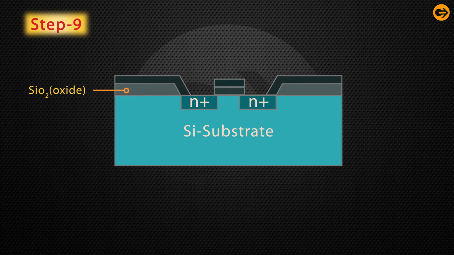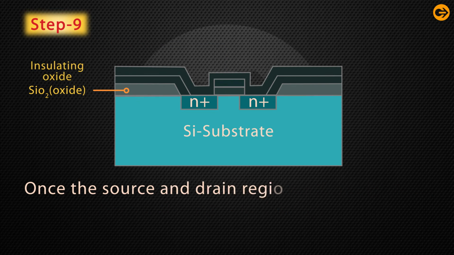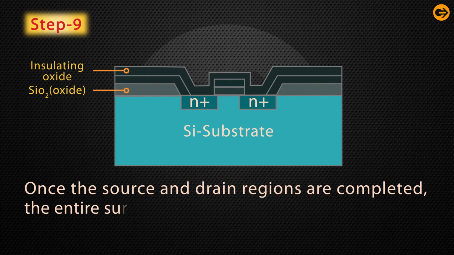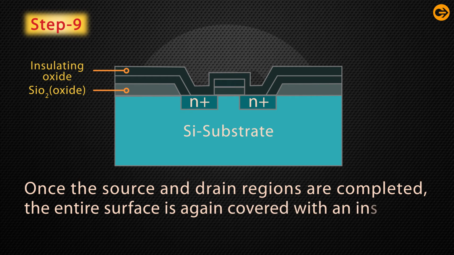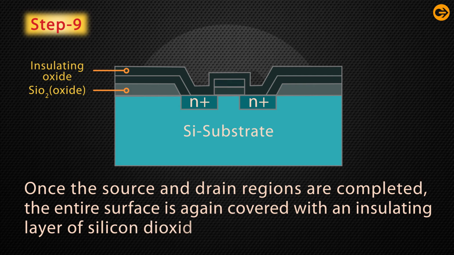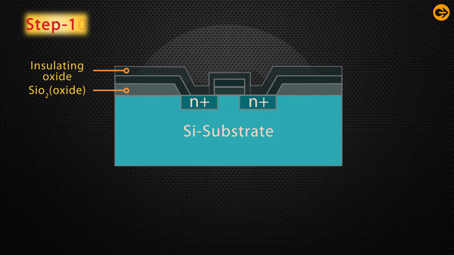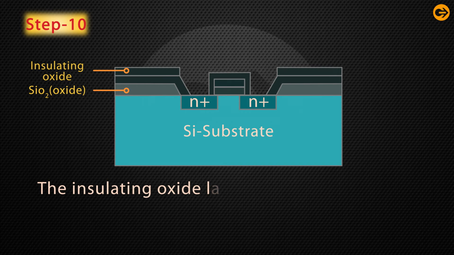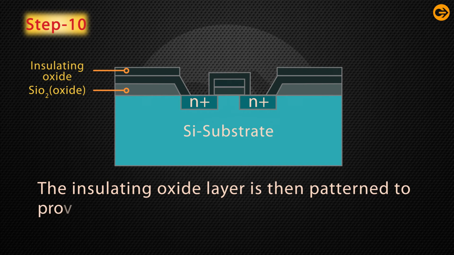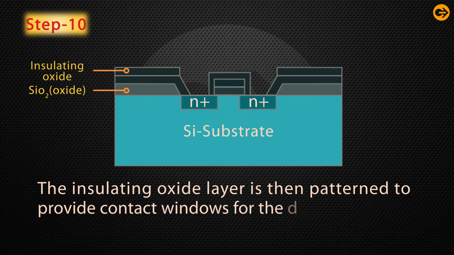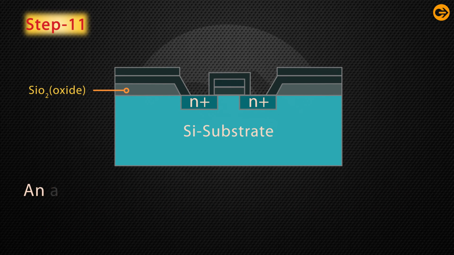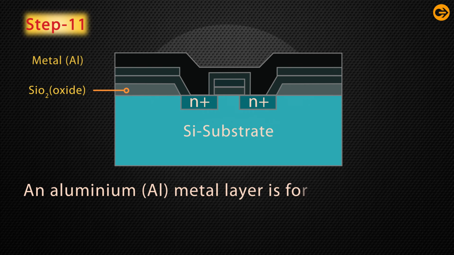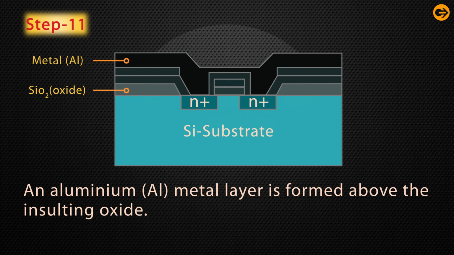In step 9, once the source and the drain regions are completed, the entire surface is again covered with an insulating layer of silicon dioxide. In step 10, the insulating oxide layer is then patterned in order to provide contact windows for the drain and source junctions. In step 11, an aluminum metal layer is formed above the insulating oxide.